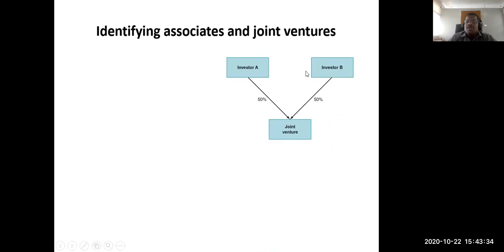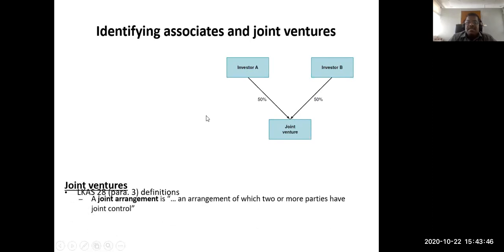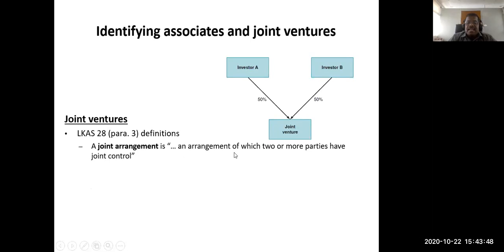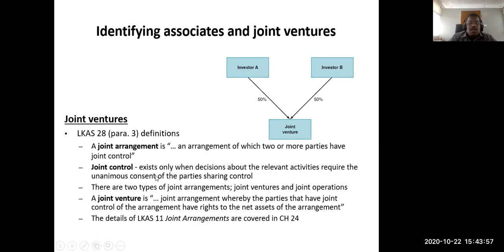Identifying a joint venture: investor A and investor B, it's a joint venture 50 to 50. That means A and B are controlling the joint venture jointly. That is the idea. A joint arrangement is an arrangement in which two or more parties have joint control. Two or more parties, no need to be two, maybe more than two. Joint control exists only when decisions about relevant activities require the unanimous consent of the parties sharing control. Just having percentages of ownership is not enough. What is important is the unanimous consent of the parties sharing control.